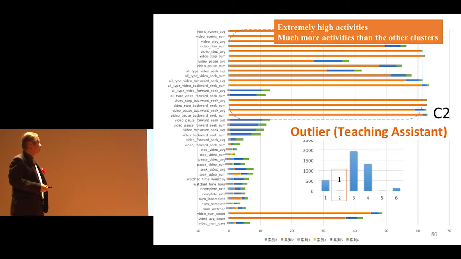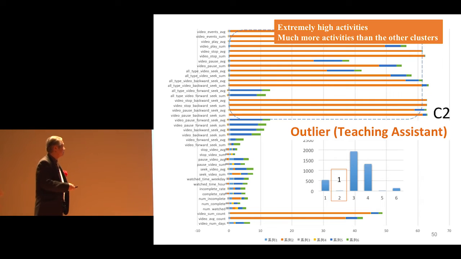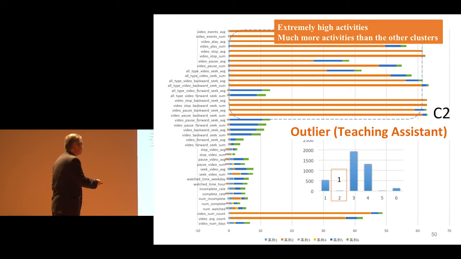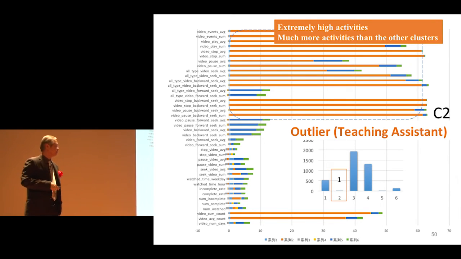Here we use the diagrams. A different color represents a different cluster. So in here we have 6 colors. The cluster 2 is orange. You can see the orange line outperforms the other clusters, which means it has much more activity than the others. But there is only 1 person. So it is very possible it is an outlier. For example, it could be a TA.